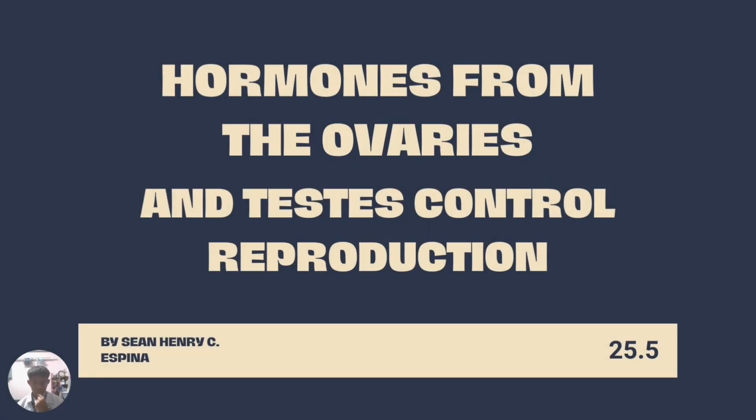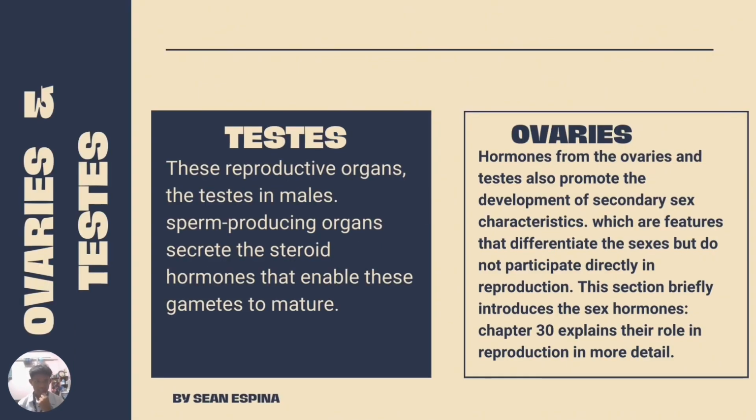Hormones from the ovaries and testes control reproduction, by Sean Espina, which is me. So, what are testes? Testes are these reproductive organs. The testes in males, sperm producing organs, secrete the steroid hormones that enable these gametes to mature. Hormones from the ovaries and testes also promote development of secondary sex characteristics, which are features that differentiate the sexes but do not participate directly in reproduction.